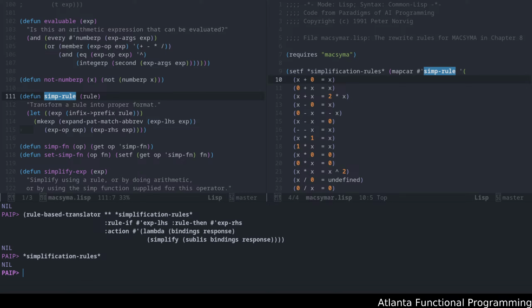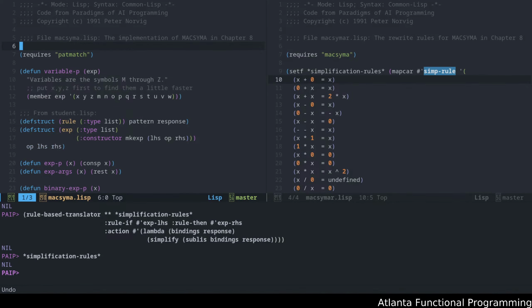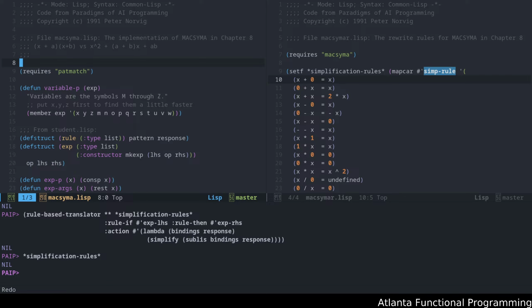Oh, okay. That makes sense, because it looks like the problem that we were looking at is because Macsyma did not load Macsyma R, which is our actual rules.